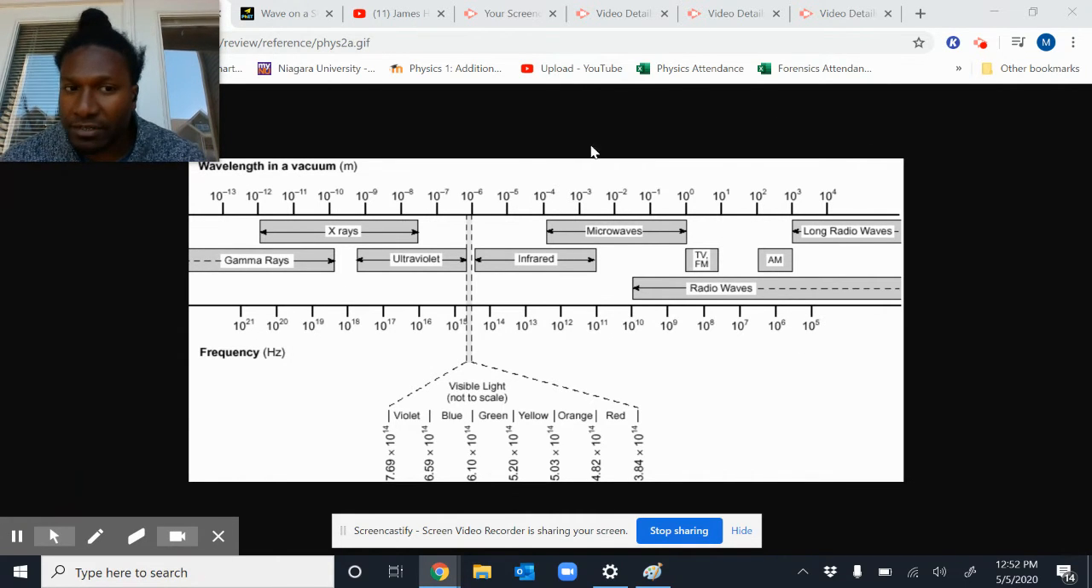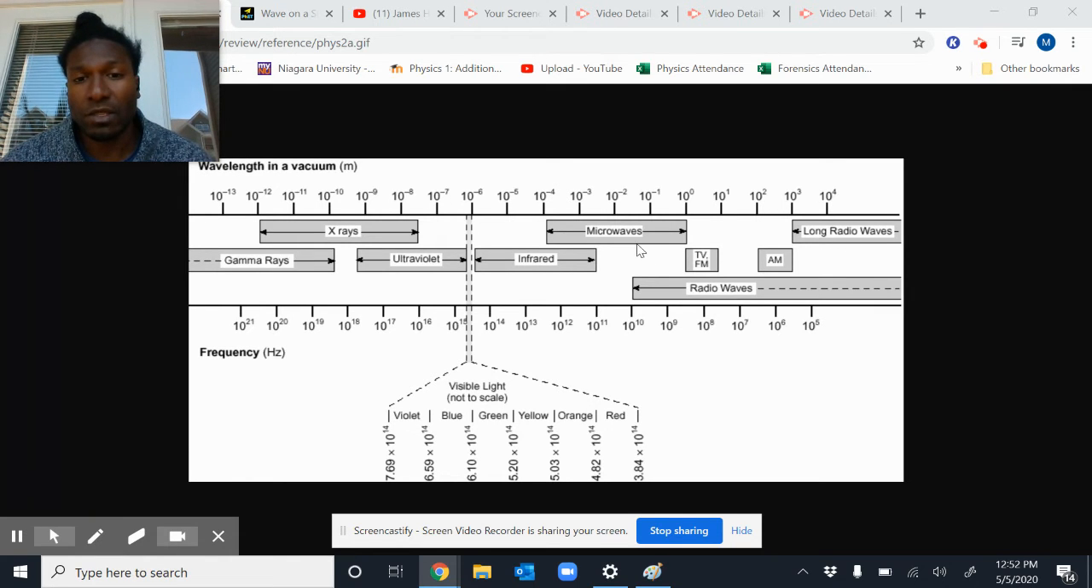Everything to the right, so let's look at it. Wavelength is written on the top. Everything on the right-hand side has really large wavelengths. And you could tell 10 to the negative 1. As you go to the right, this is just 1. This is 10, 100, 1,000, 10,000. So everything towards the right, as you've moved further to the right, has longer wavelengths.